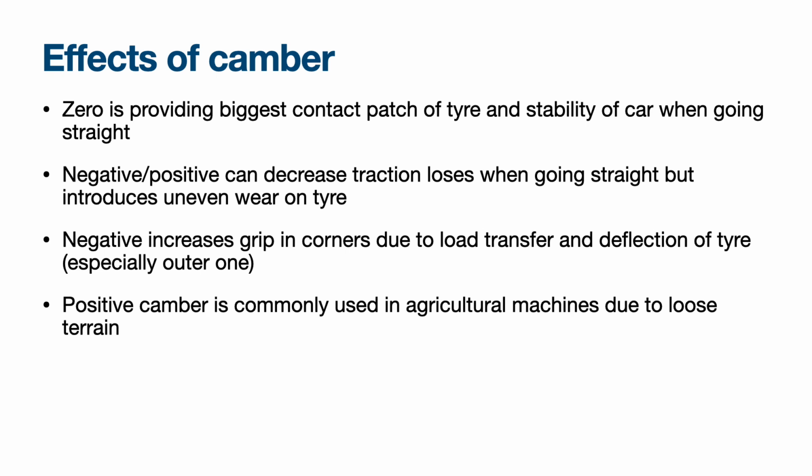Negative camber can increase the grip during cornering, because if we are going straight, we are not using the whole contact patch of the tire, but when we introduce the load transfer of the car, we can keep the biggest possible contact patch of the tire. Positive camber is commonly used in farm machinery. When there is loose terrain, positive camber can help the machinery to drive on it.